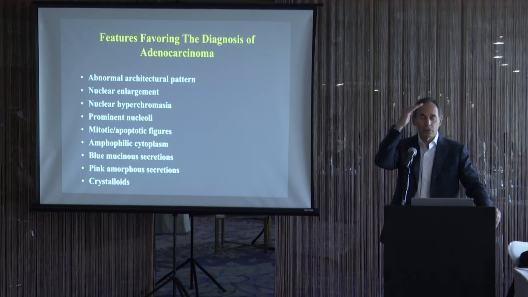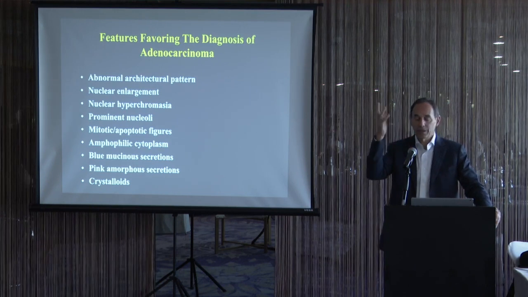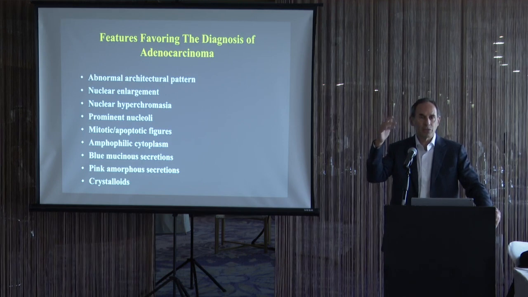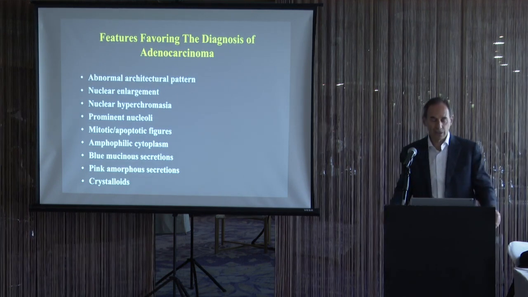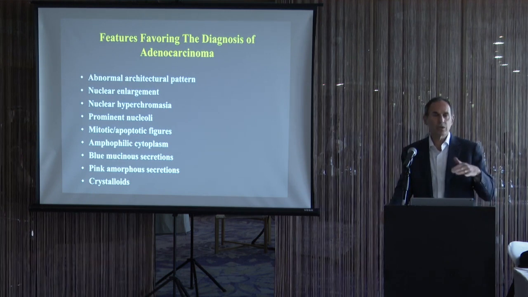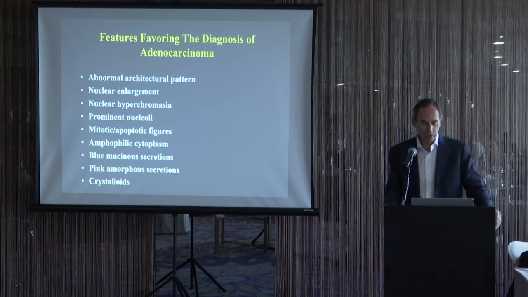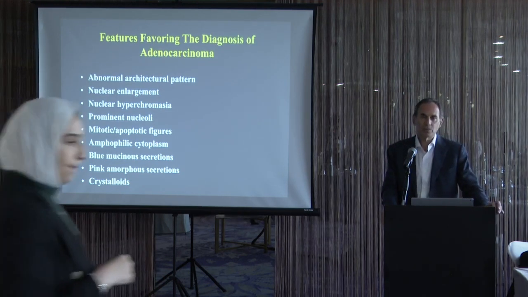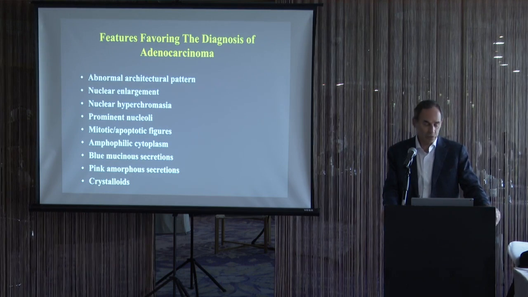On one side of your brain are features that are favoring the diagnosis of cancer. On the other side, which we'll deal with later in the lecture, are features that should make you step back from diagnosing cancer. So for features that favor the diagnosis of prostate cancer, you always start first with an abnormal architectural pattern, and I'll go through what those are. You then turn your attention to the nuclei. Everyone focuses on prostate cancer with prominent nucleoli, but nuclear enlargement and hyperchromasia are also important features.